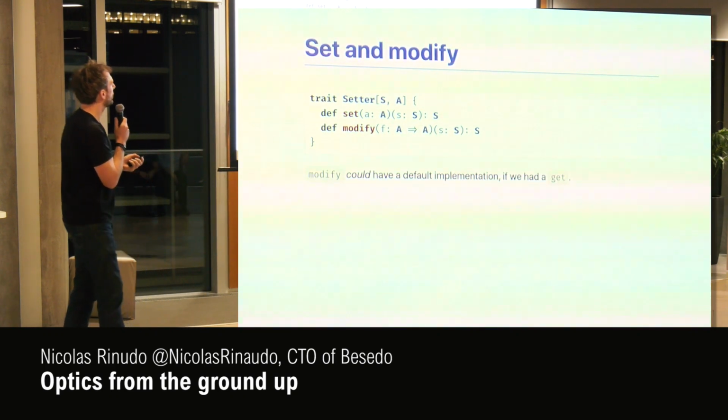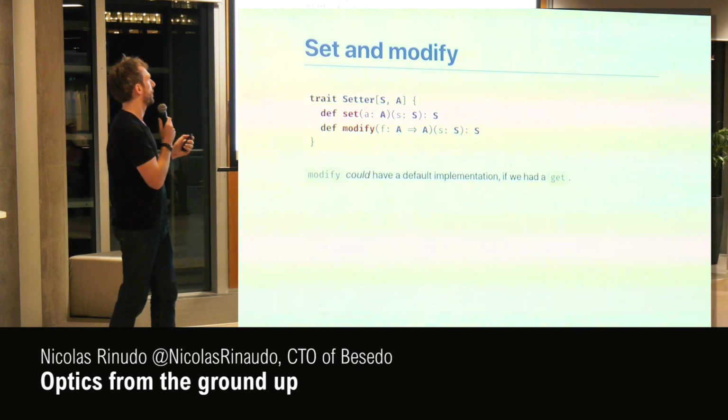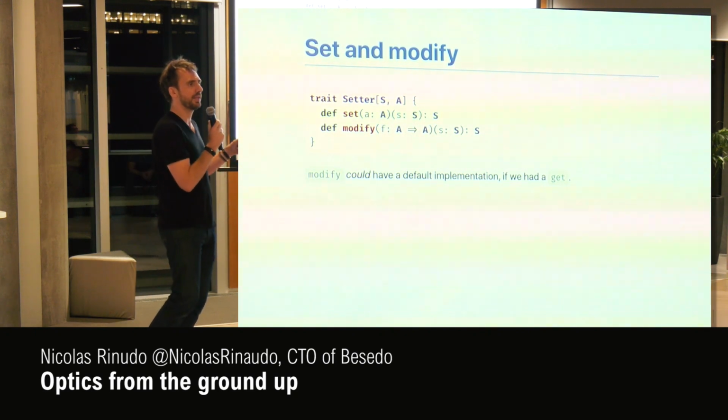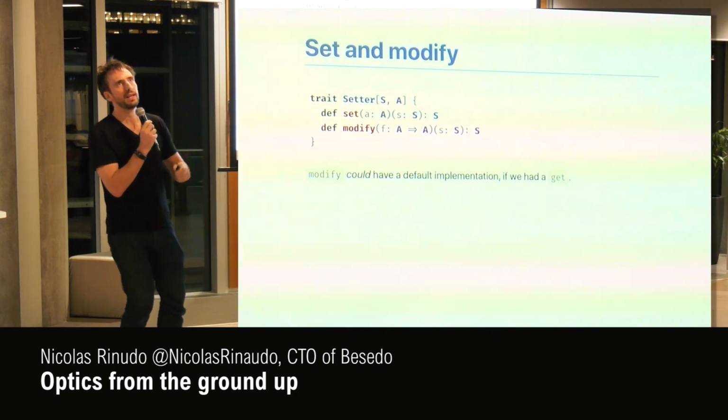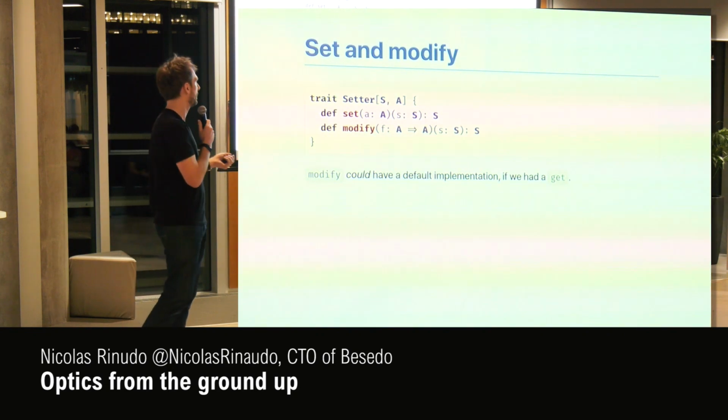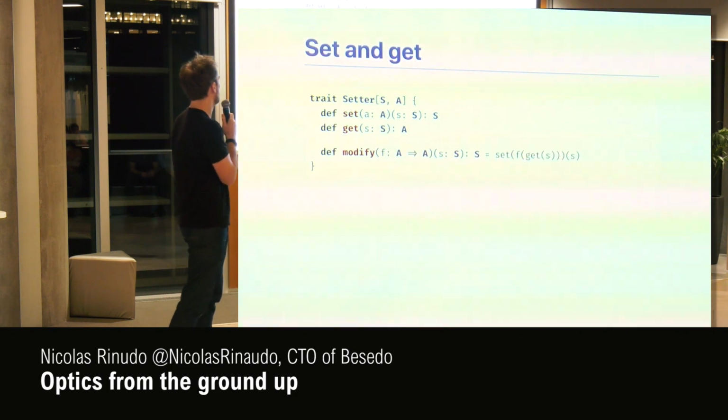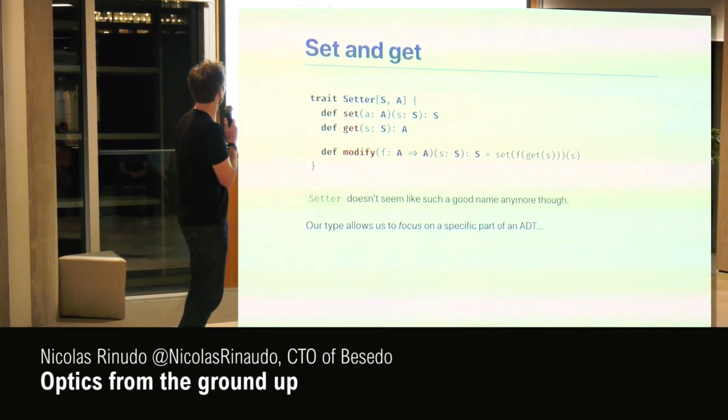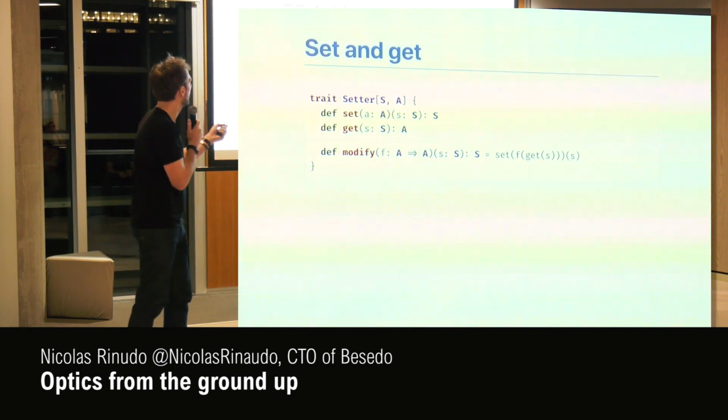And this is nice, but we could make it better, because if we had a get method that returns the A from within the S, so that returns the classifying name from within the ML service, we would be able to implement modify and provide it for free as a default implementation. So this is what we've done here.